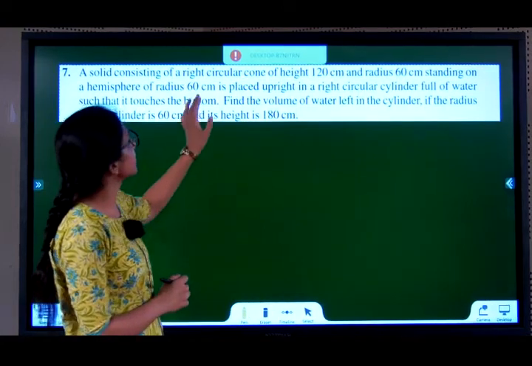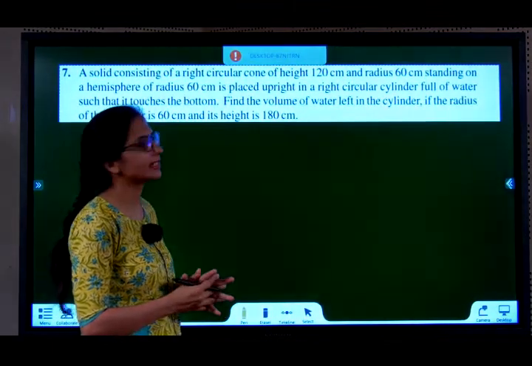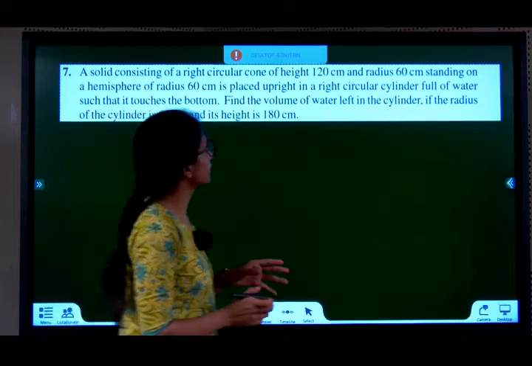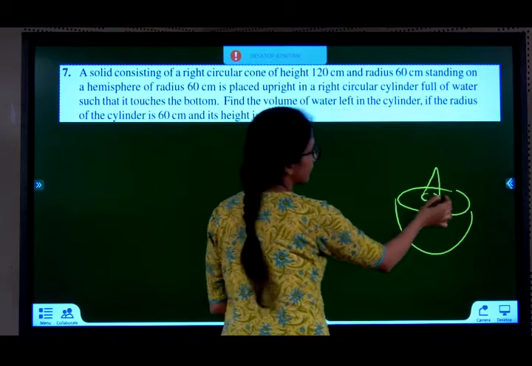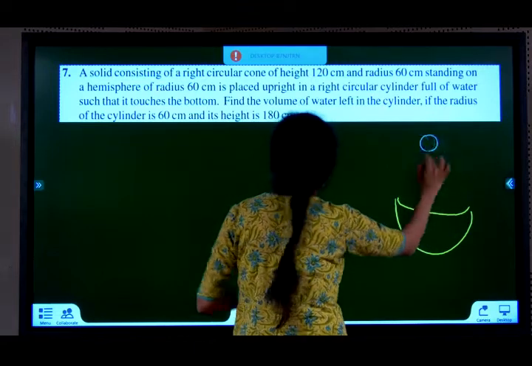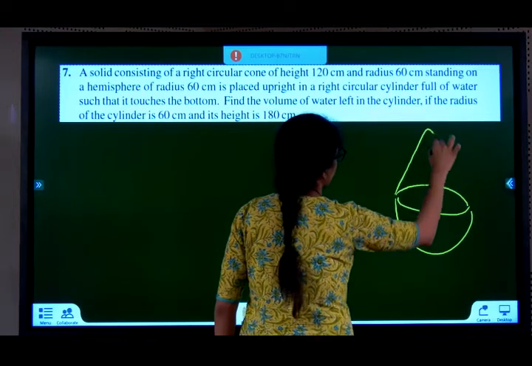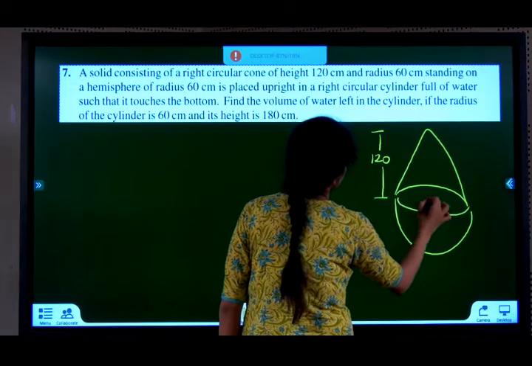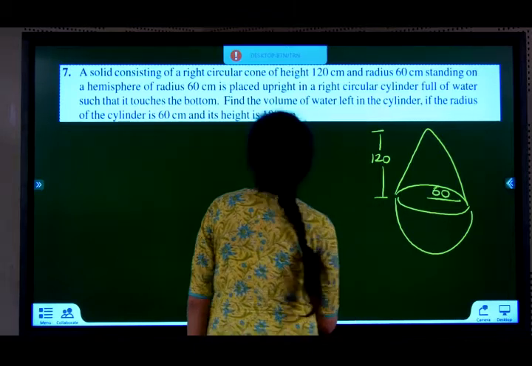A solid consisting of a right circular cone of height 120 centimeter and radius 60 centimeter standing on a hemisphere. So the cone is standing on a hemisphere. Check the radiuses of the two. Are they matching? Radius 60 centimeter, radius 60 centimeter, matching. Height of the cone given is 120. Radius of this cone is 60. Radius of hemisphere also 60.